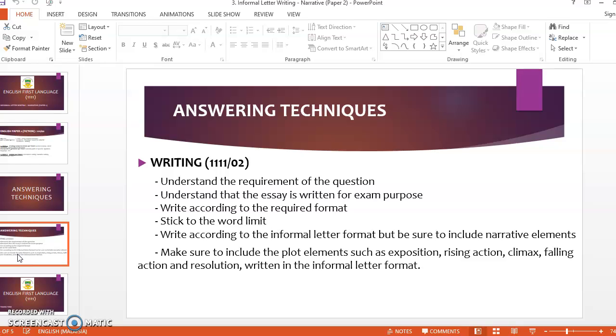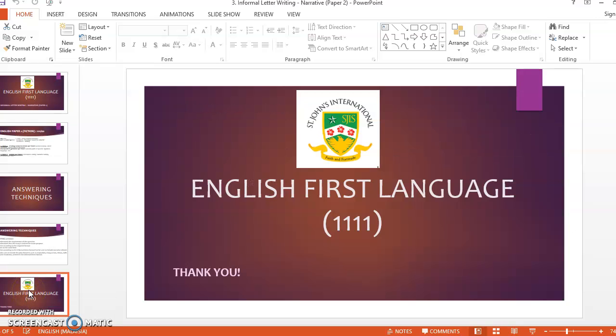The type of question that you can get for this particular component can sometimes be: write an informal letter to your friend narrating about an incident that happened, or narrating about a difficult experience that you have gone through, let's say. So you are writing an informal letter, but in the informal letter you're going to include narration. Basically, you're going to tell a story. This is where we include our narrative element, and we get marks both for format and also for content.